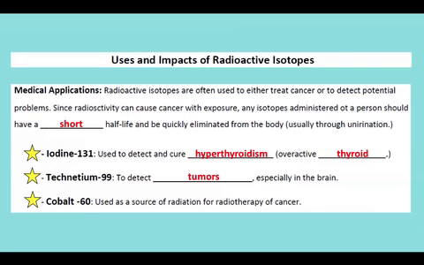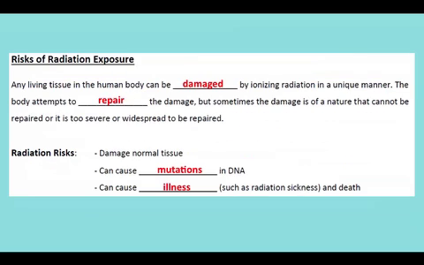So the 3 that you have to be aware of is iodine-131. You have to know that that ties into the thyroid. It's used to detect and cure hyperthyroidism. Technetium-99 is related to tumors. They're used to detect them, especially brain tumors. And then cobalt-60 is used as a source of radiation in the radiotherapy of cancer. So cobalt-60 gives off radiation that's used to treat cancerous tumors and so forth.